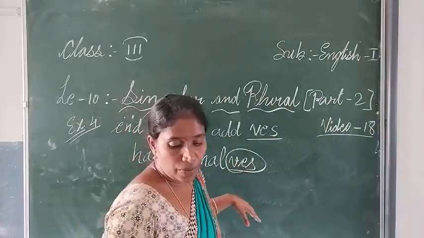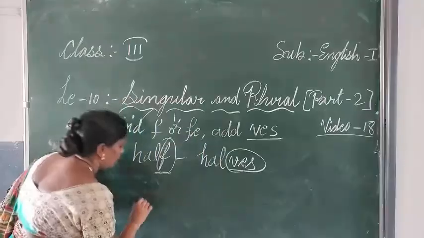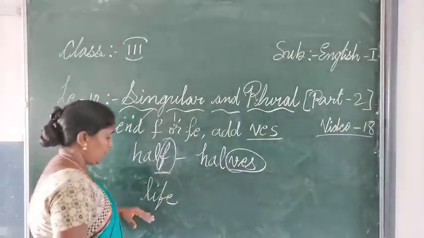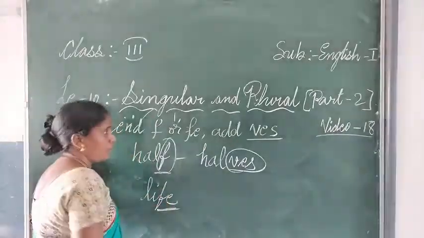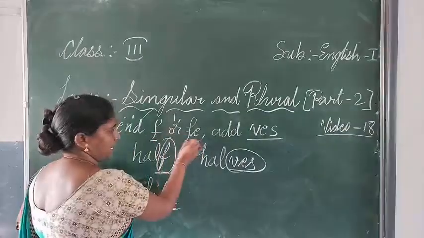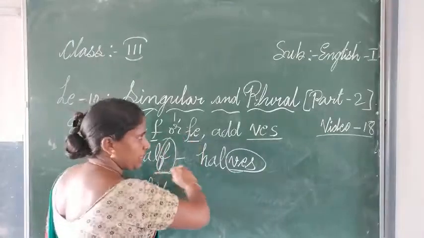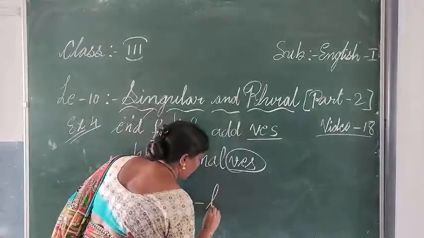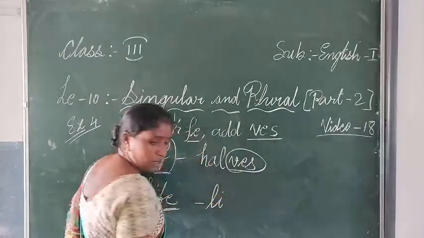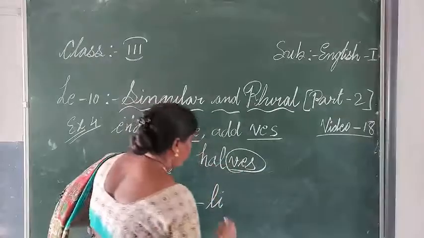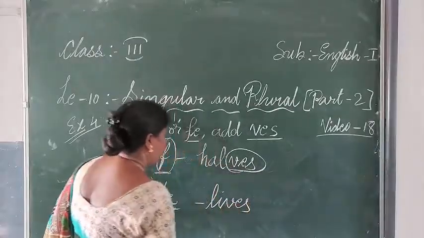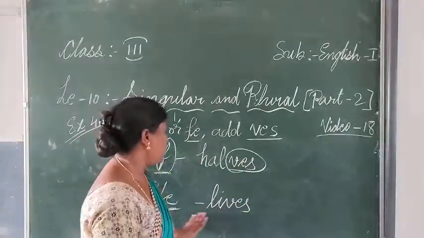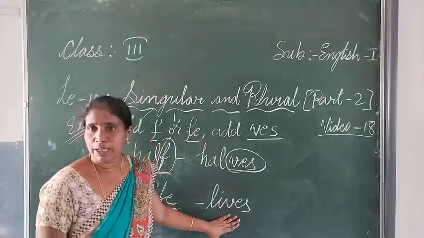The next one is life. L-I-F-E. Here the word is ending with F-E. We have told that for F or F-E, when it is ending with this, we have to remove this and add V-E-S. Now life becomes lives. So L-I, what will you write? L-I-V-E-S. Life, when it comes in plural, becomes lives. So lives we will be writing here.